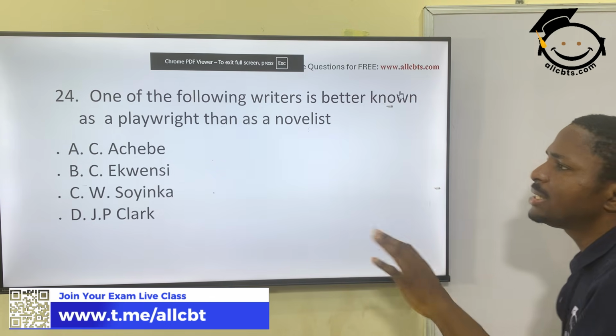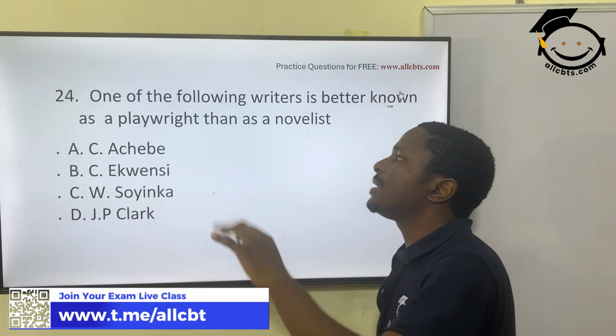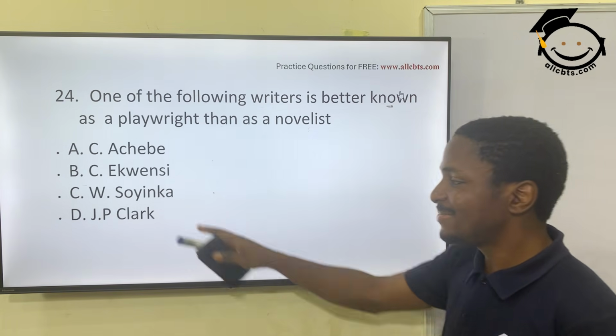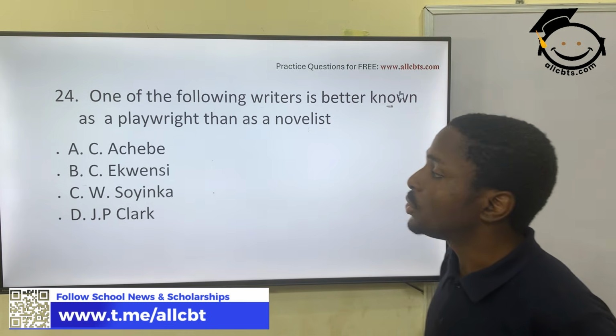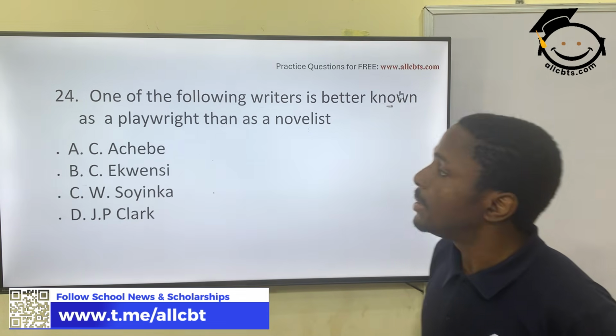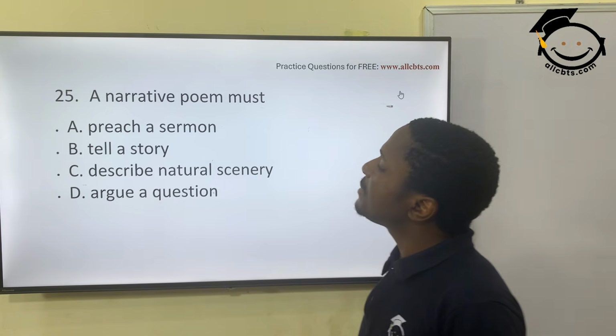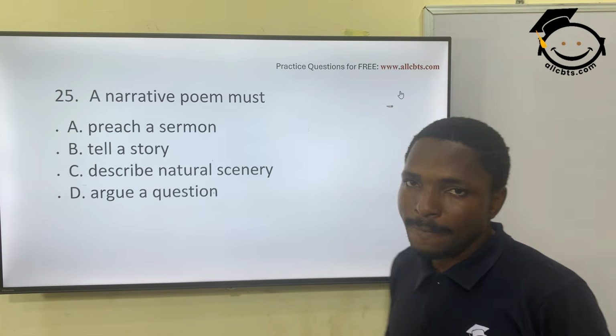One of the following writers is best known as a playwright than as a novelist. And that's who? Our own man, Wole Soyinka, is well known as a playwright. Okay? Now 26. A narrative poem must what?